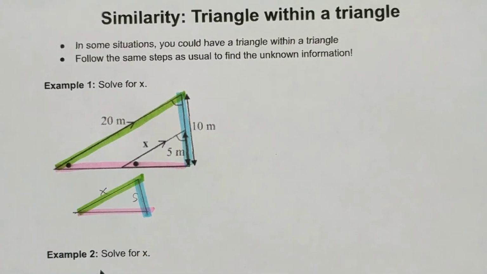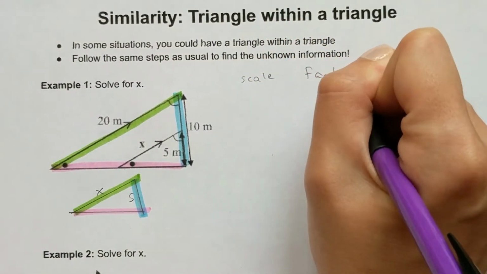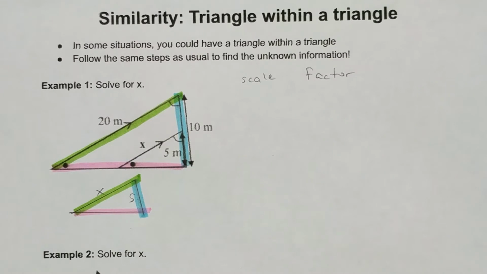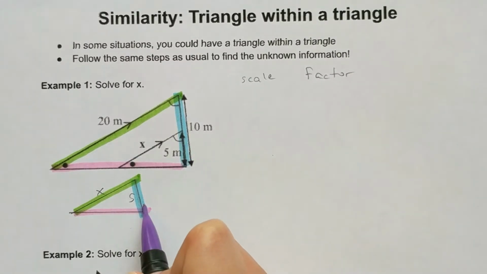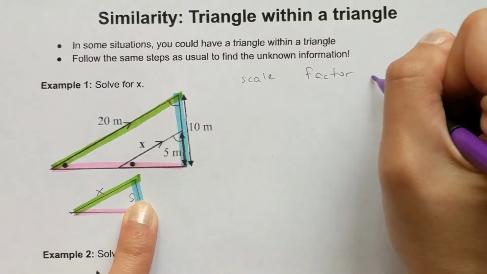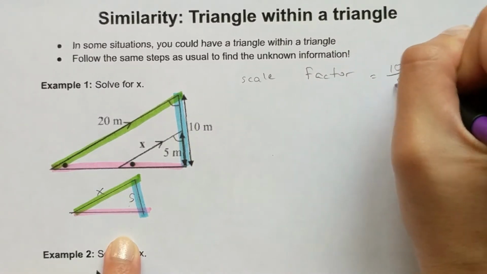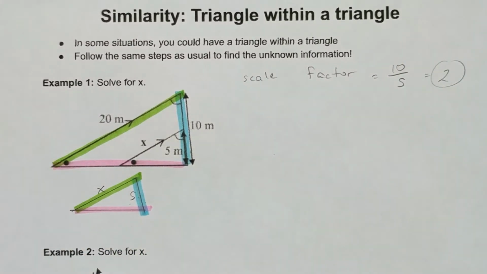Now I'm going to determine my scale factor. In order to do this, I'm going to use my blue side because that's the one where I have both pieces of information. My scale factor is going to be 10 divided by 5, which is 2. Nice and easy number. Now I need to set up my similarity statements.